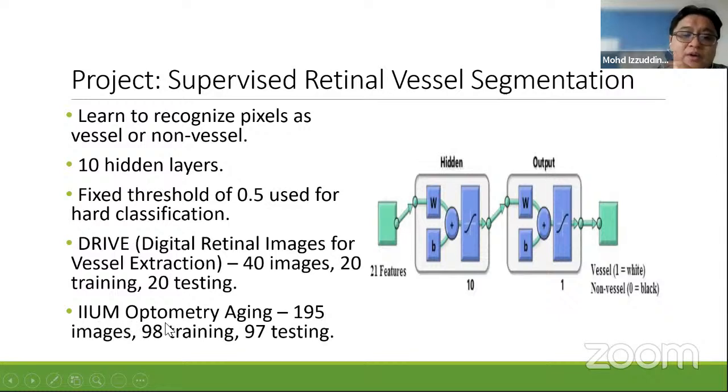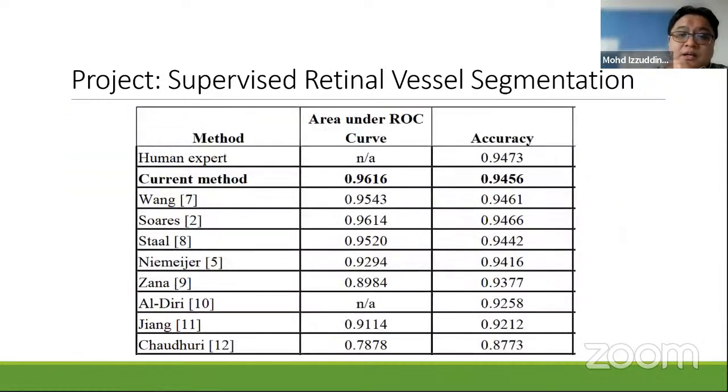we got from IUM, the optometry imaging data set. We gathered 195 images, so 98 will be used for training and 97 will be used for testing. So basically we just combine DRIVE and IUM together. So this is the configuration.